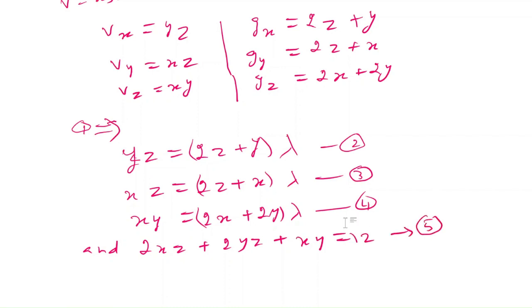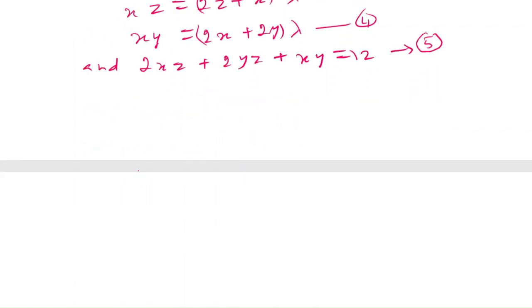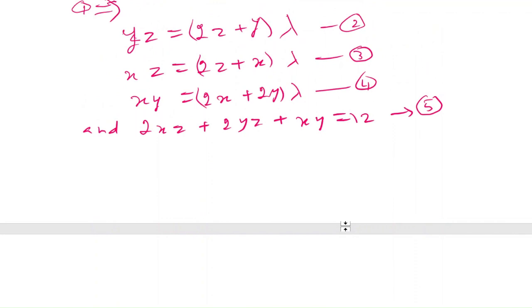By solving these equations, we can find out actually x, y, z, lambda. By using that, we can find out the points. At those points, we have to find out f of xyz, and from that find the maximum and minimum value, like the previous one. So how to solve these equations 2, 3, 4 and 5? You can use any method you like.